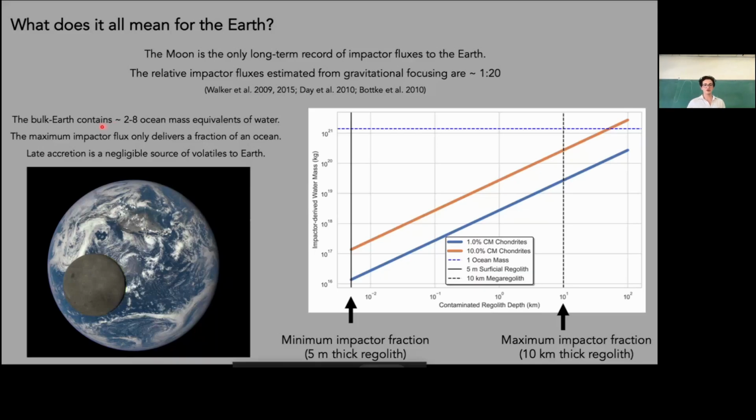If you try to satisfy Earth's ocean water from this process, you start to cause problems with the oxygen isotope value of both the Earth and the moon, which degenerates ultimately. So what we're seeing here is that we really can't justify late addition being a significant source of volatiles to Earth.